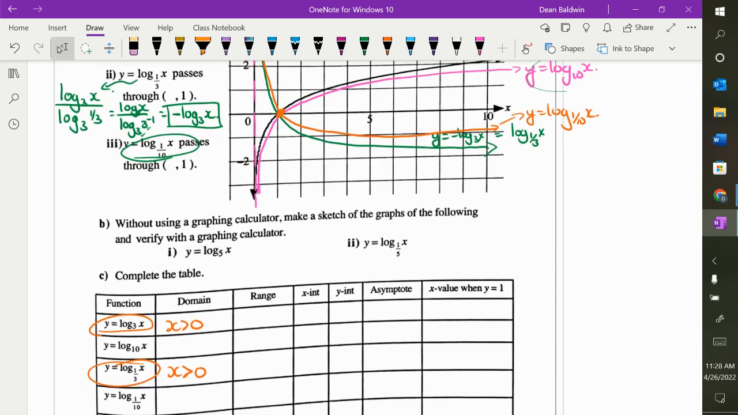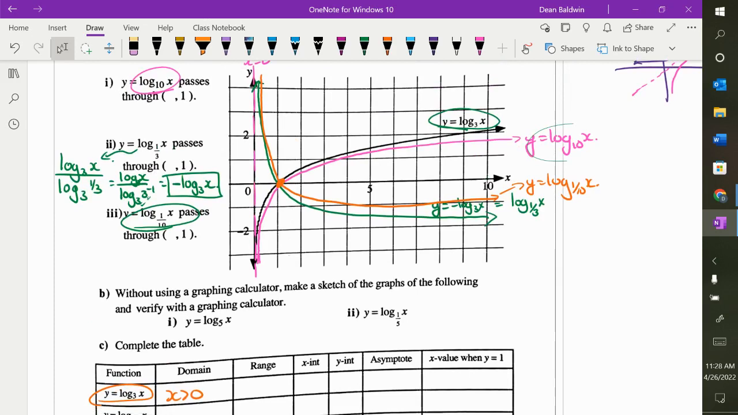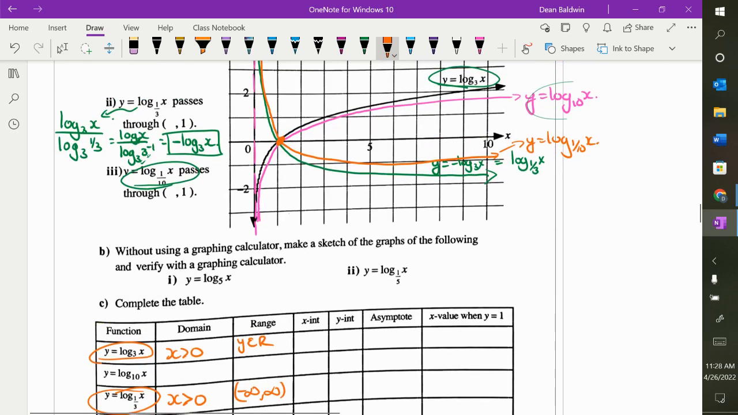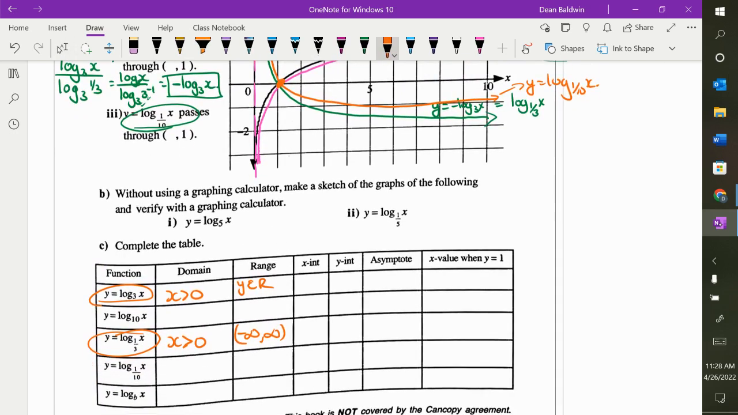All right, what's the range? Are there any limits on the y values? No, so it's all real numbers, right? So you can either say all reals, or you can say from negative infinity to positive infinity. I don't really care how you say it. X-intercept. Where does it hit the x-axis? At 1. So (1, 0), because y is always 0 at the x-intercept. Y-intercept? Nope. Let's cross those out.